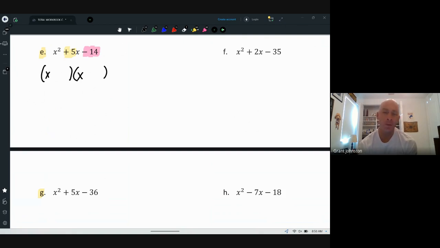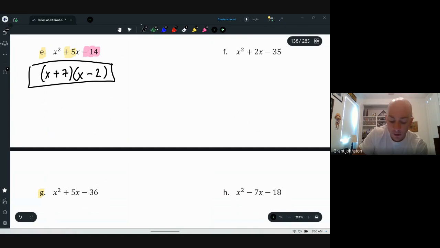So not many things multiply to 14, right? 1 and 14, 7 times 2. But it's got to be negative 14, so one of them has to be negative. So the things that multiply to negative 14 yet add to positive 5 could be positive 7 and a negative 2. Positive 7 times negative 2 is negative 14. Positive 7 plus negative 2 is 5.